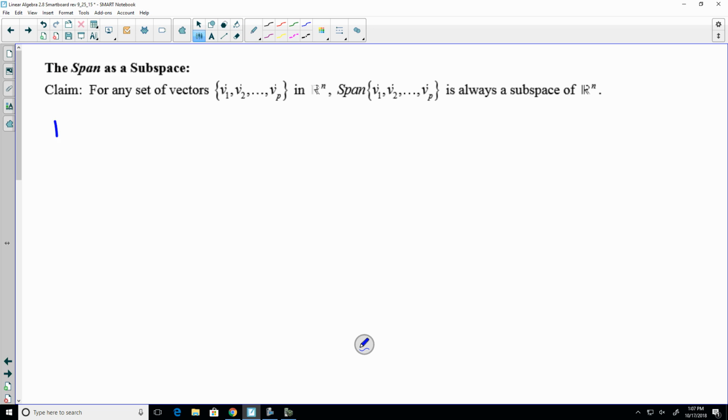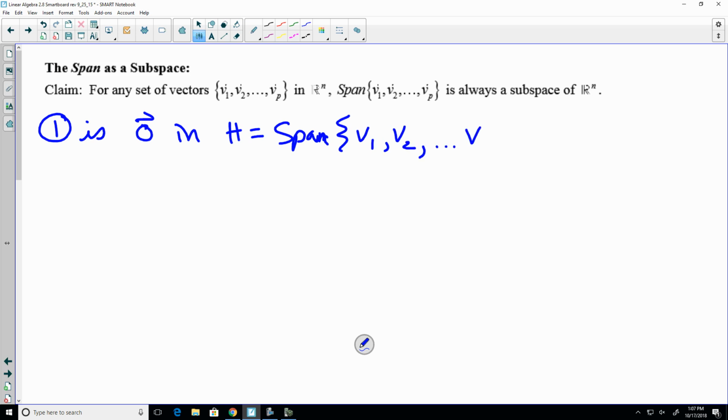We need to show first, is the zero vector in, we'll call it H, the span of these vectors. I almost wrote spam. So is the zero vector in there? You tell me.